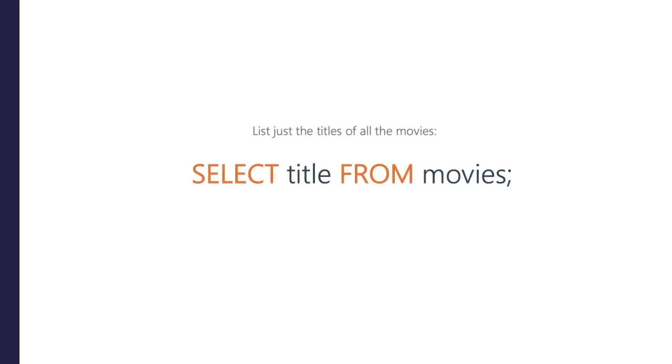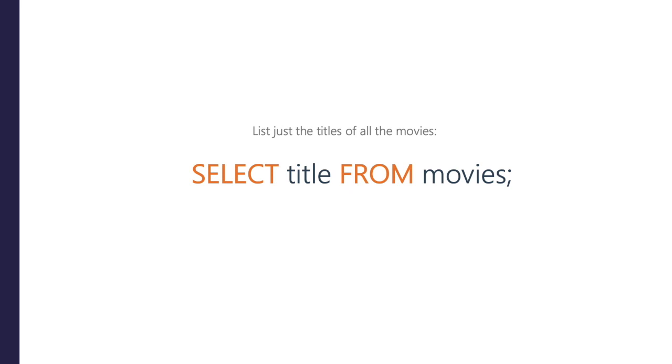So in the studio, we have a list of tasks to complete. The first task on our list is to list just the titles of all the movies in our database. With that, we use the select keyword, the column we want to select from, which is title, and then we say which database we want to select from. In this case, it's from, which is also a keyword, movies, which is the database.